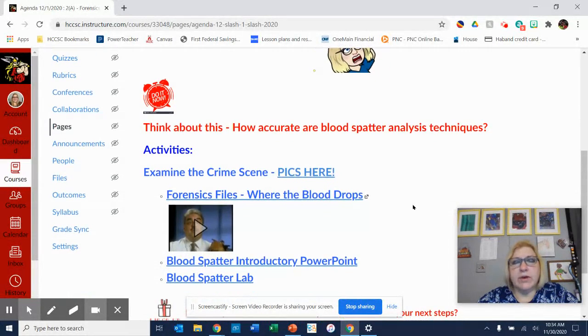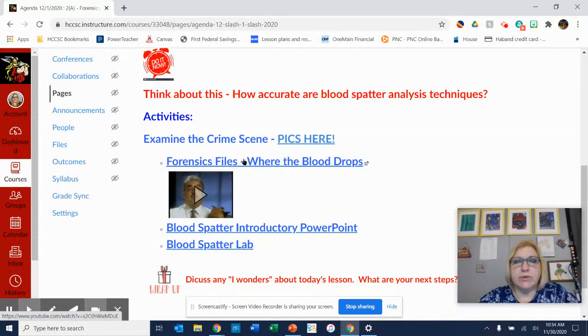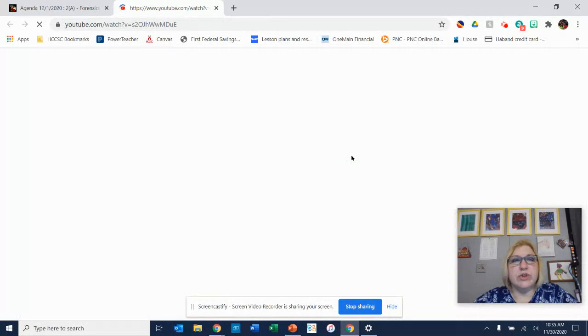Don't forget, there are pictures of our crime scene here if you haven't been able to see it because you've been on quarantine. In class today, we're going to finish watching Forensic Files Where the Blood Drops. If you're in first or second period, we're just starting that today. If you are in third or sixth, we're a little ahead and we're just finishing that up today.